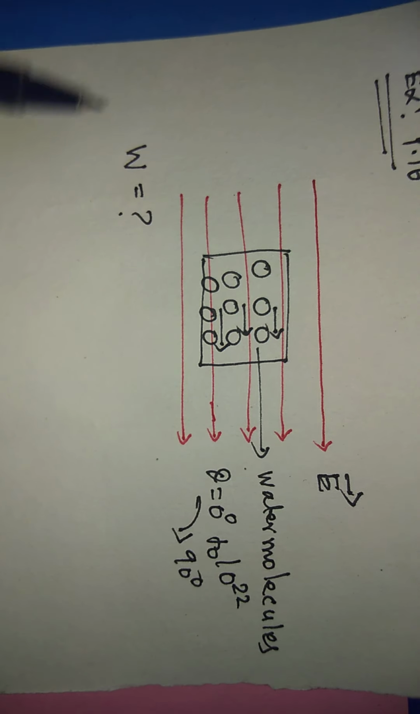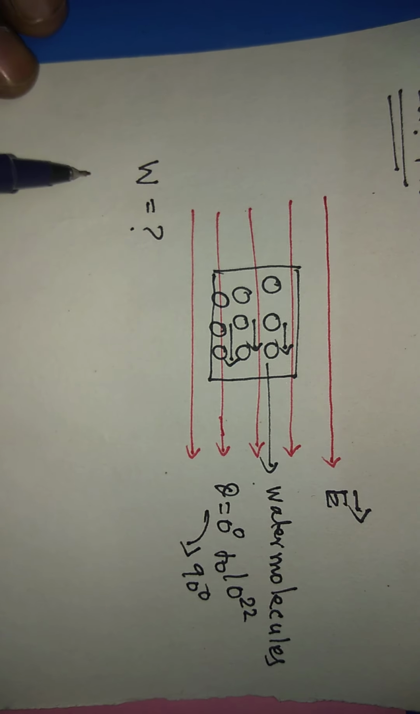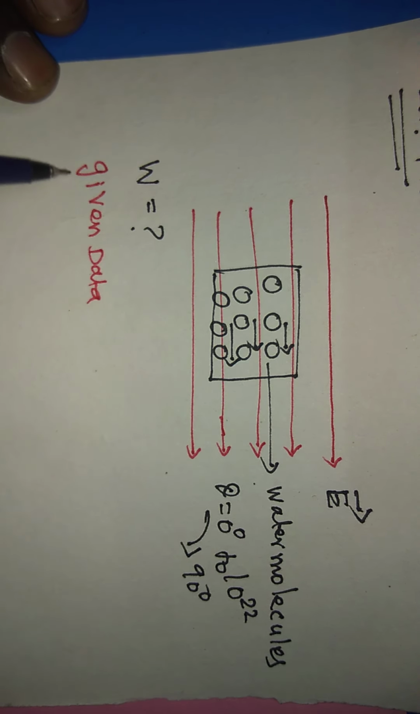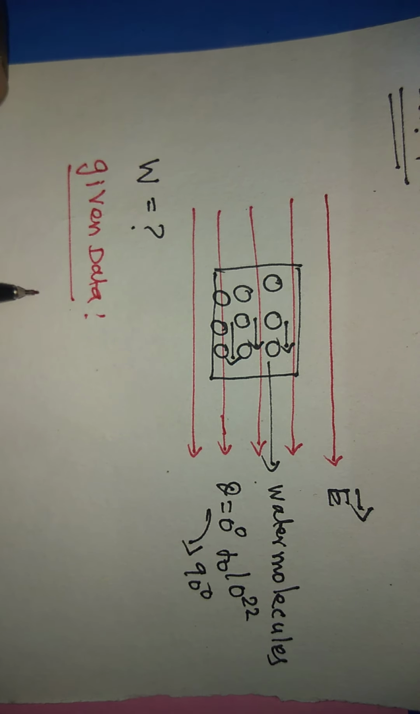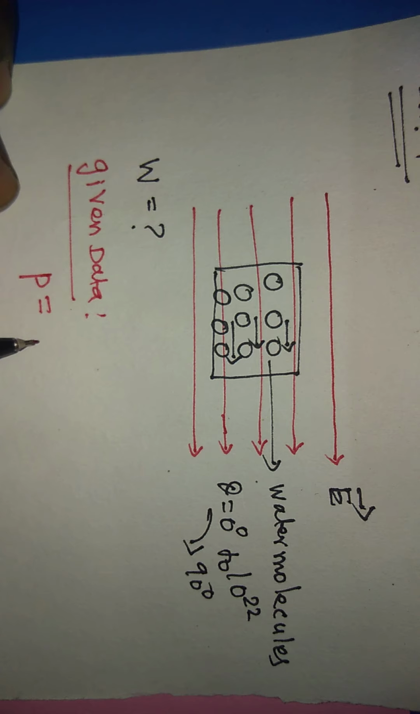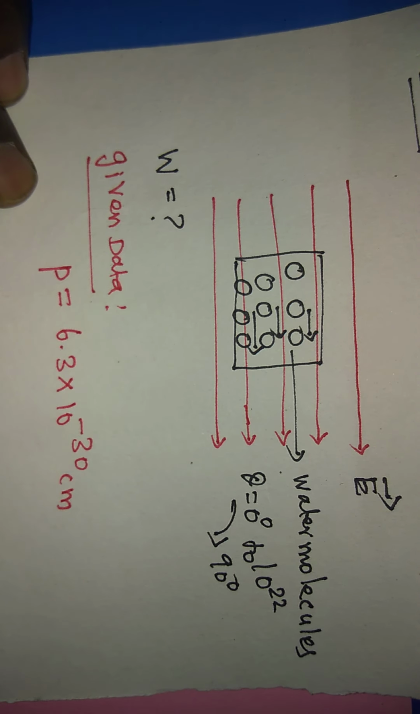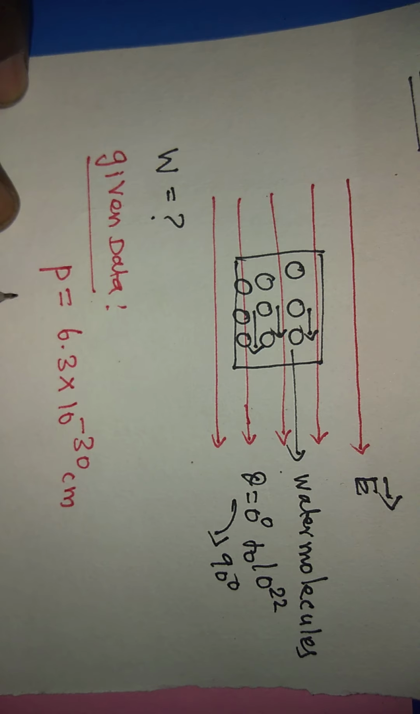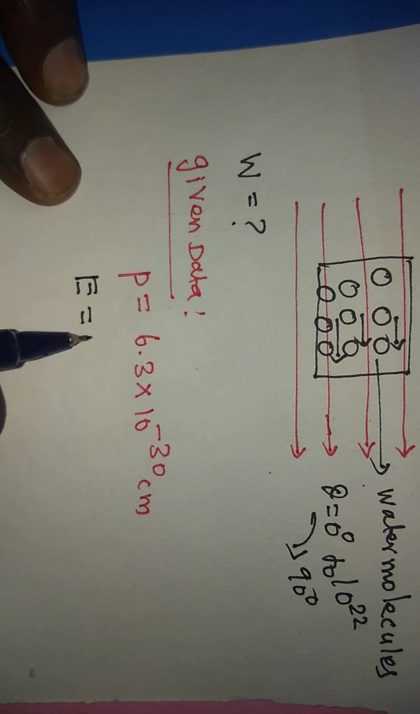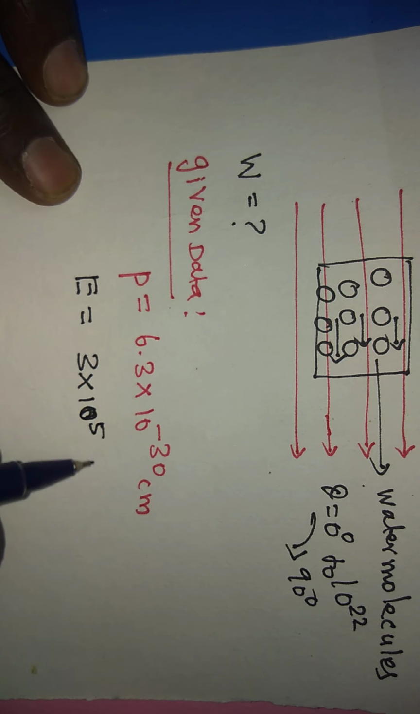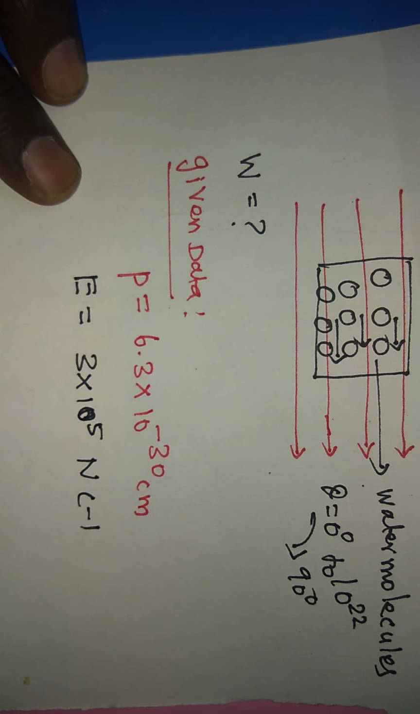so from the given data you can write first: dipole moment given, the value 6.3 × 10^-30 C·m. Electric field E is equal to 3 × 10^+5 N C^-1.